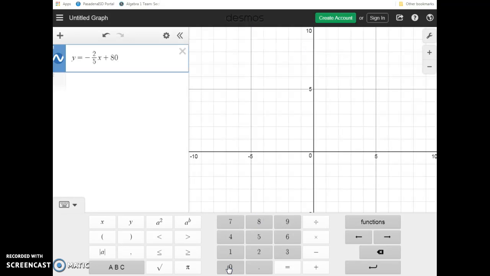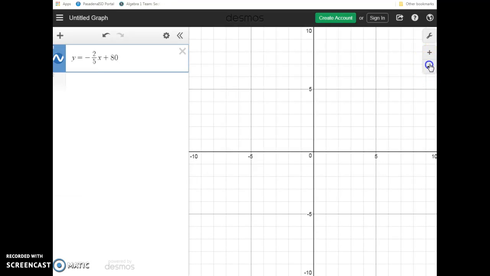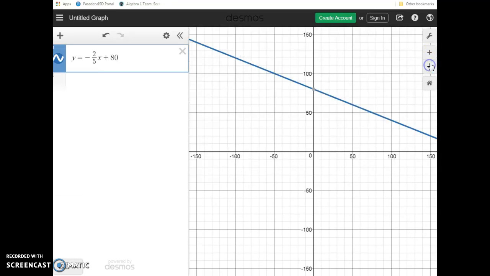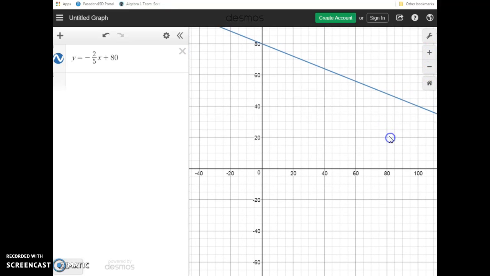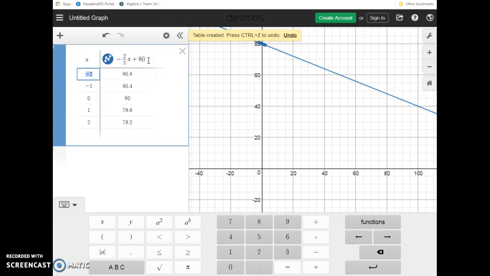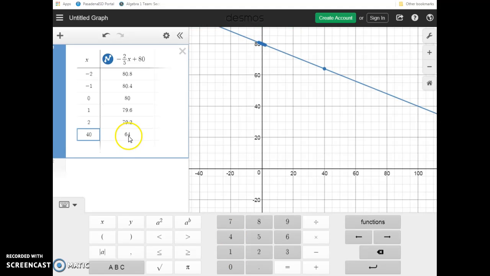Okay, and you can't see it because the y-intercept is way at the bottom. So we're going to zoom out. This is what it looks like. So we're going to pick some points at the table. And I want numbers like in the 40s. So 40 gives me 64. So plot that point.